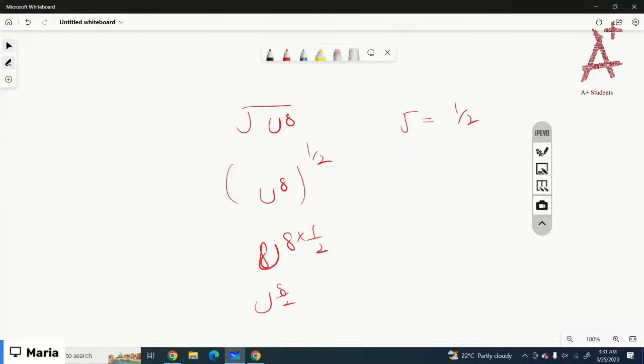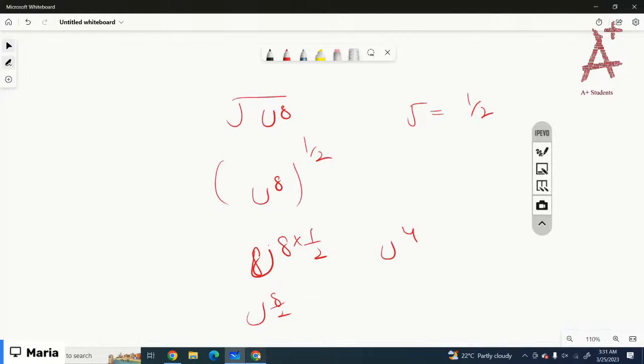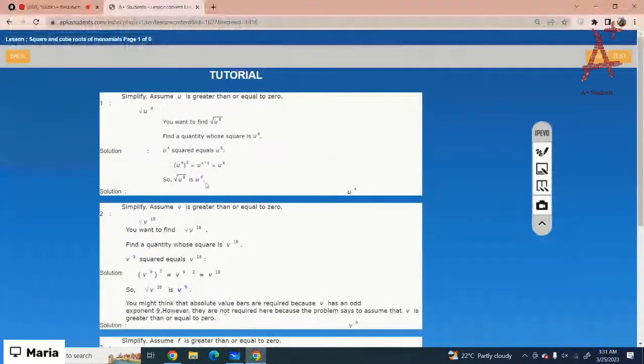So it is 2 times 4 is 8. So it is then u exponent 4. Got it? So the correct option is, basically the square root means half. Got it? So just replace the square root with half.